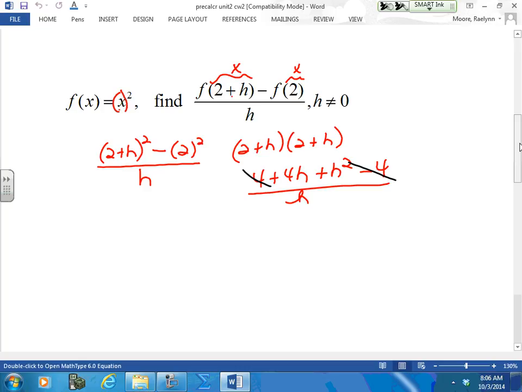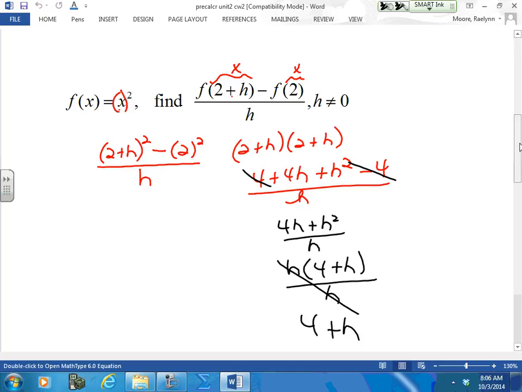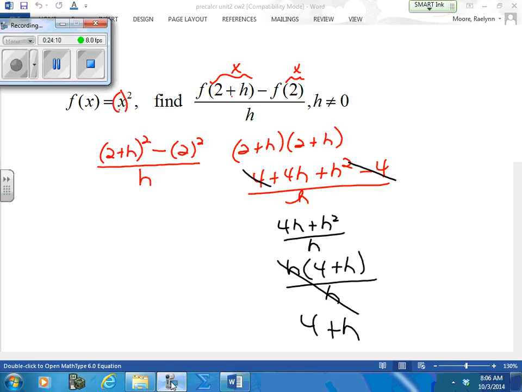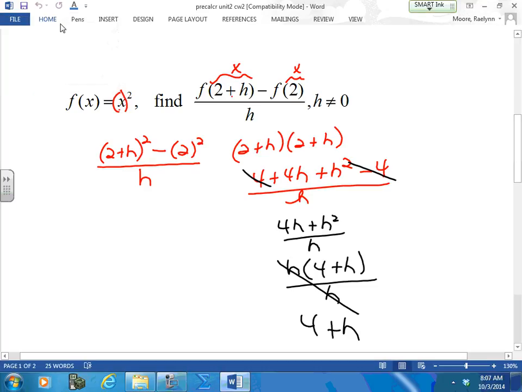So I factor out, I'll remove this now. They both contain an h, so factor out the h. And now you can take out the common factor. And you're left with 4 plus h. It's the same as you did last night. Same substitutions. But we're just holding it in this little quotient here. Questions so far? Okay, let's try one more.